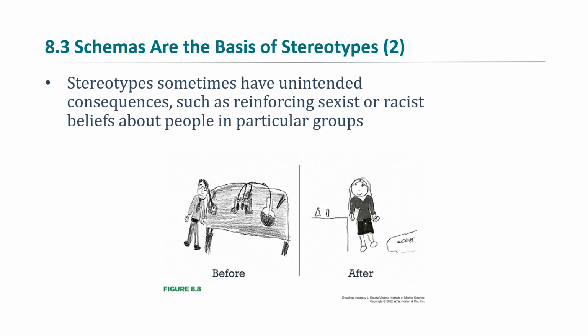Stereotypes sometimes have unintended consequences, such as reinforcing sexist or racist beliefs about people in particular groups. So they can certainly have negative unintended consequences. This is an example of a teenager who was asked to draw a picture of a scientist. You can see the one on the left here, the before picture, and like many children or teenagers, they would often tend to draw a man pictured as a scientist.